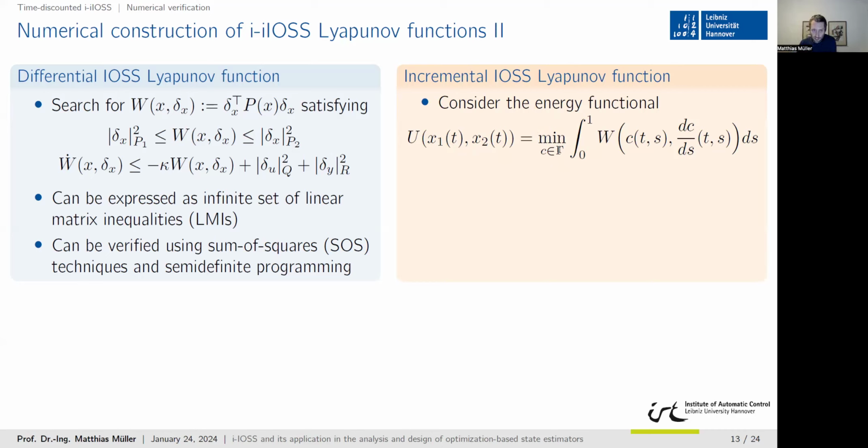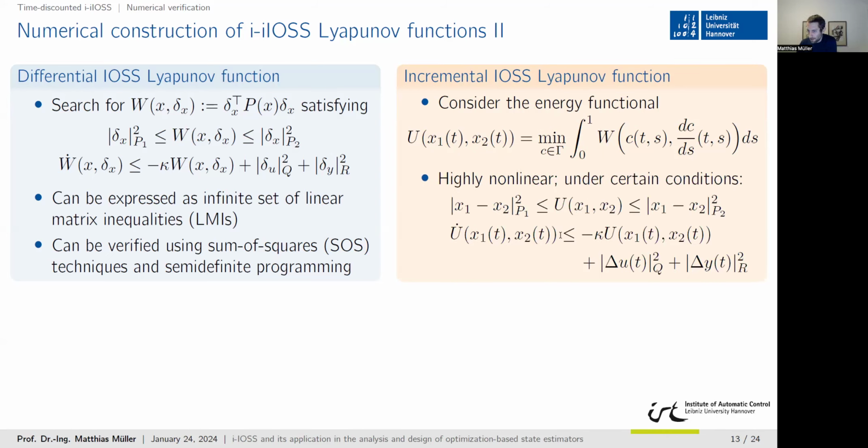But under certain conditions, we can show that we can find suitable upper and lower bounds for this Lyapunov function, which are exactly those matrices from the differential IOSS Lyapunov function. So under suitable conditions, this function u is also lower and upper bounded by the weighted quadratic difference of x1 and x2, weighted with exactly the same P1 and P2. And the differential version of the dissipation inequality is satisfied with the same constant kappa, and the matrices Q and R also stemming from the differential IOSS Lyapunov function.